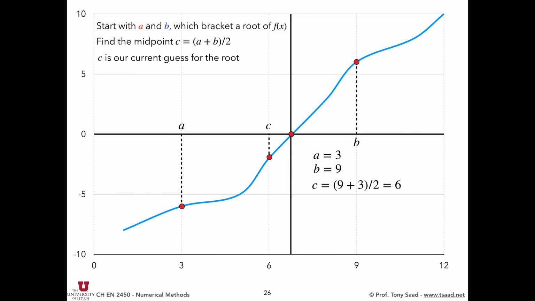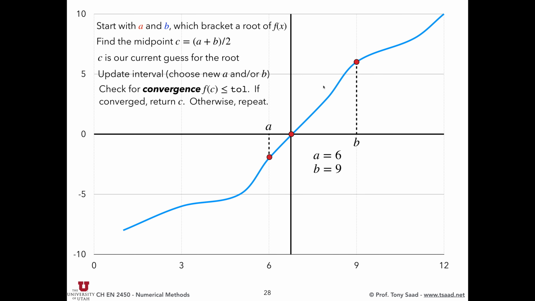Now it's time to update the interval. We have a new interval that brackets the root, and that's going to be c and b. So we're going to rename those. c is going to become the new a, and b is going to remain the same. And then we do the same thing again, or we check for convergence first. Is f of c equal to 0? Is it less than a tolerance? Otherwise, keep repeating. Now, convergence in this case is simple because all you have to do is check if f of x, or f of the root, is equal to 0. Okay. Otherwise, repeat. In this case, we're going to repeat.